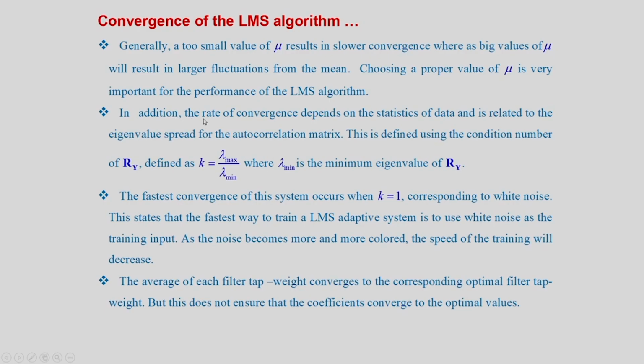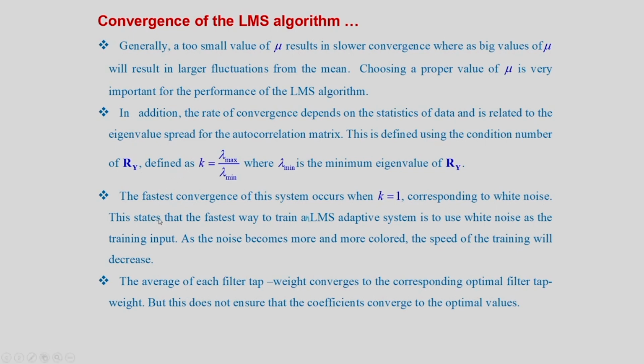In addition to the above, the rate of convergence depends on the statistics of data and is related to the eigenvalue spread of the autocorrelation matrix that we have discussed earlier. This is defined by the condition number of Ry, which is lambda max by lambda min. Therefore, the rate of convergence will depend on k. K should be small. The fastest convergence of the system occurs when k is equal to 1, corresponding to white noise.